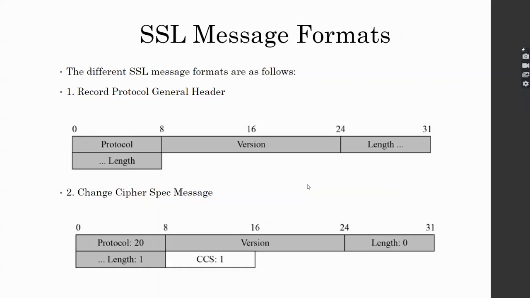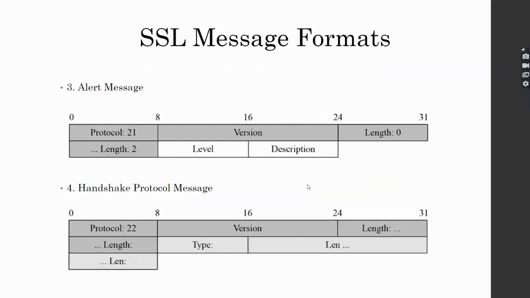And the second one is the Change Cipher Spec message. It's the same as the record protocol general header, but only one field was added, CCS1. Its length is 8 bits also. And third one is the alert message format, the same as the previous one, only two fields are added, level and description, and both lengths are 8 bits.